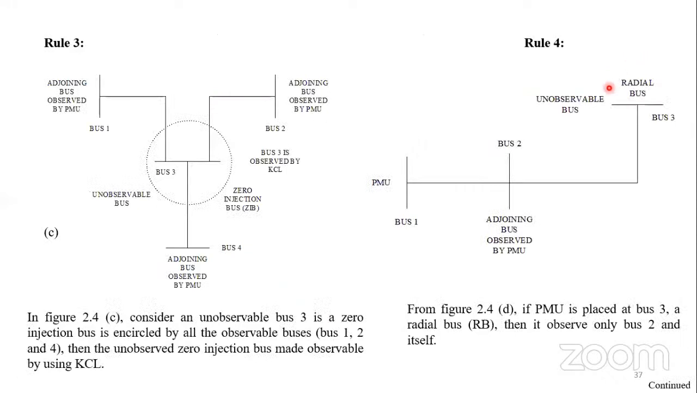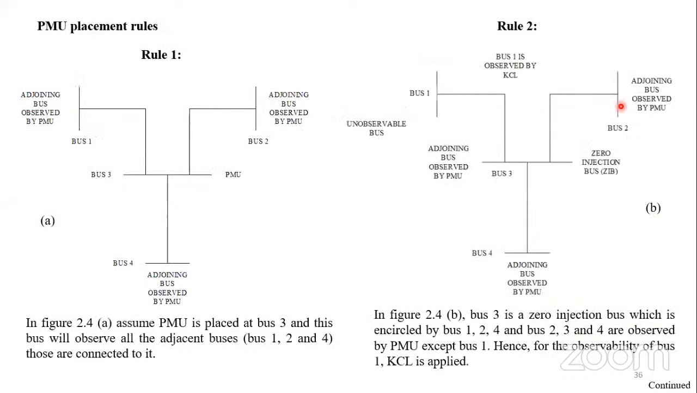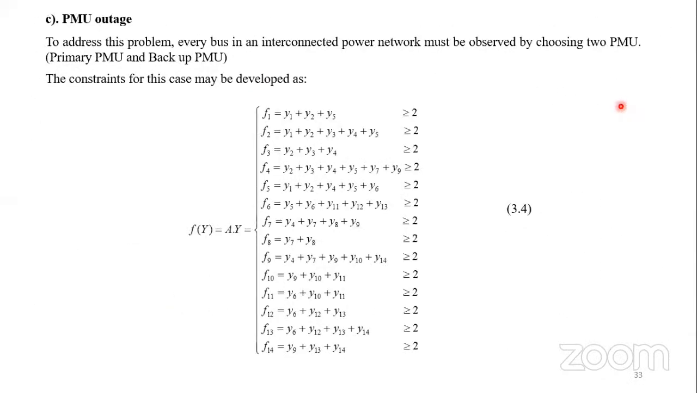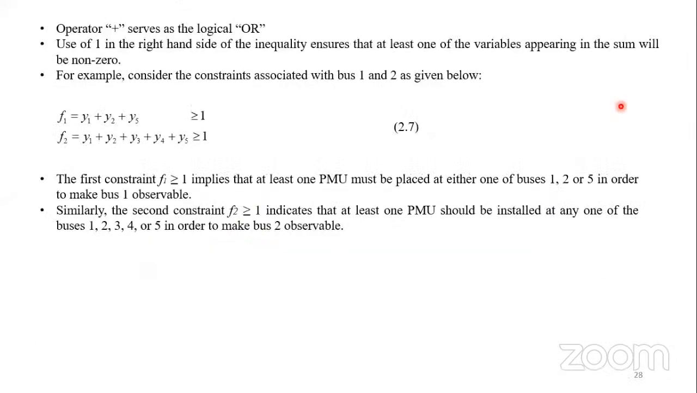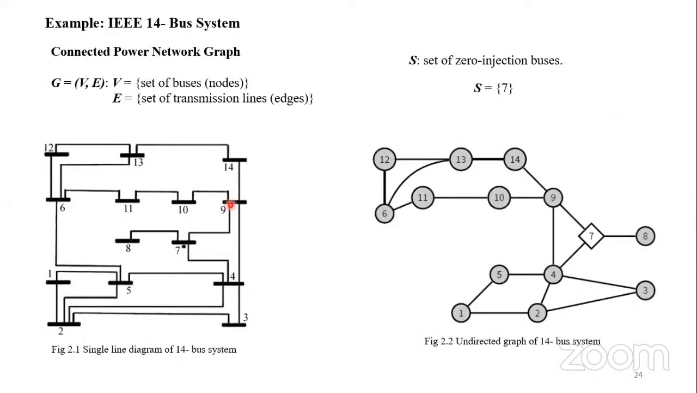Now this concept of radial buses, what is the meaning of it? It means that there is only one connection with this bus. So we'll go back to the IEEE 14 bus system, and we will identify which bus is a radial bus. I am going once again back to the normal operation slide, and we will see which bus is a zero injection bus. Now I'm at figure 2.1 here. As you are seeing, bus number 7 we have termed as a zero injection bus, and bus number 8, because there is no further connection, we can consider as a radial bus. So in the IEEE 14 bus system, only one bus is a radial bus, that is bus number 8. Now let's go back to the slide.